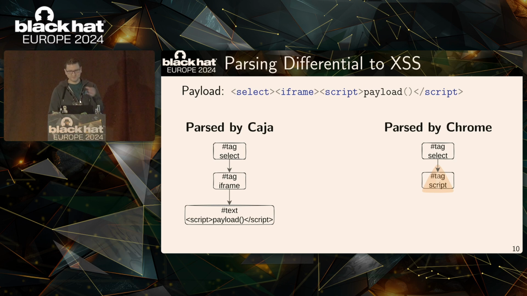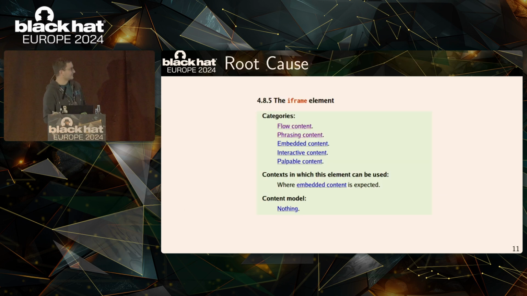Caja would basically return the input unchanged, so if you pass the output of Caja to Google Chrome, you would get a select tag, and inside the select tag, you have the script tag, which executes JavaScript code. So that's not great, because apparently Caja doesn't understand this payload correctly. And I will explain why, and to do this, I will start from inside out, and first look at the iframe tag. And in HTML, this is fairly well standardized.